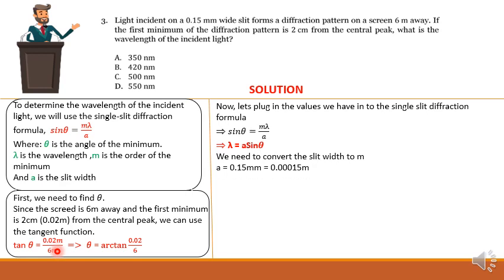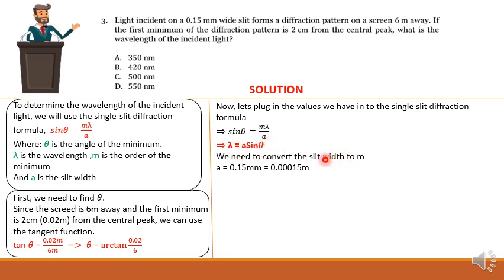Now, let's plug the values into the single slit diffraction formula, sin theta equals m lambda over a, and determine the value of lambda, which is our wavelength. Since m is the order of the minimum, for the first minimum m is equal to 1. So we simply have sin theta equals lambda over a, and then lambda equals a sin theta.